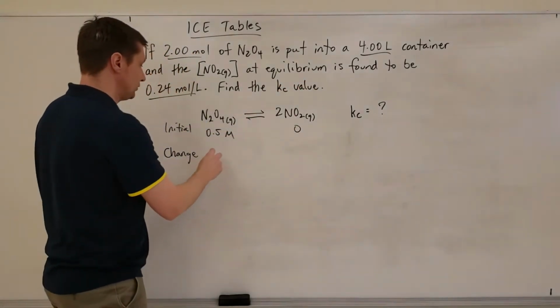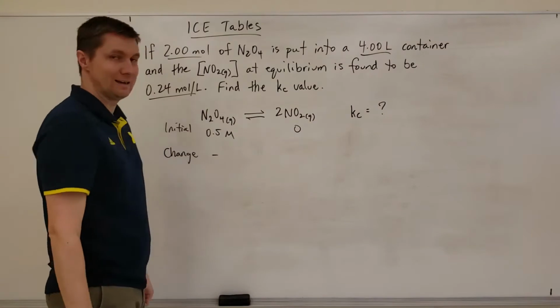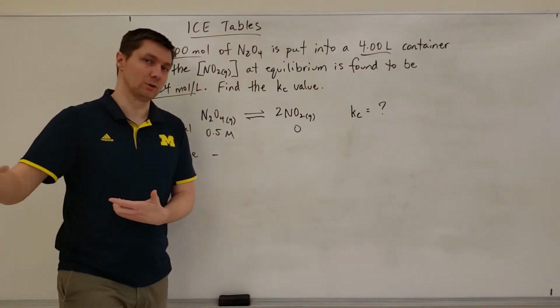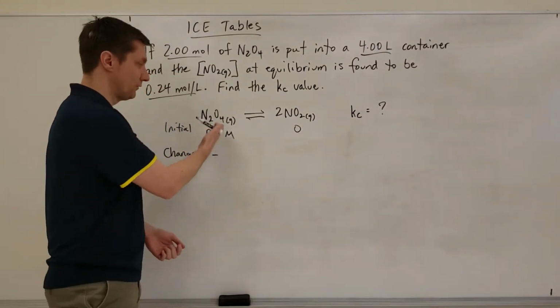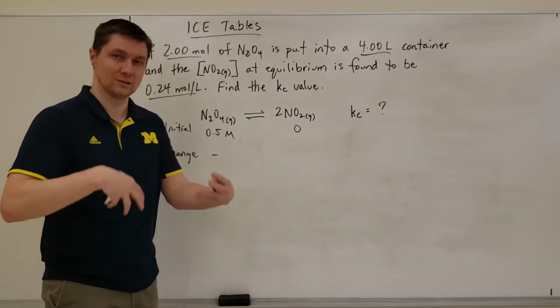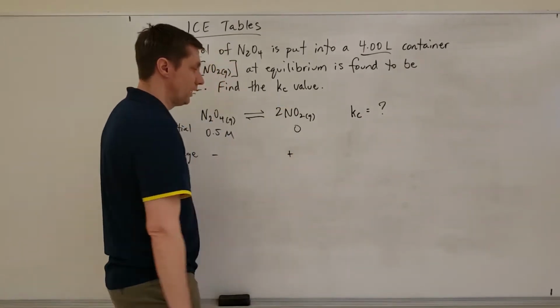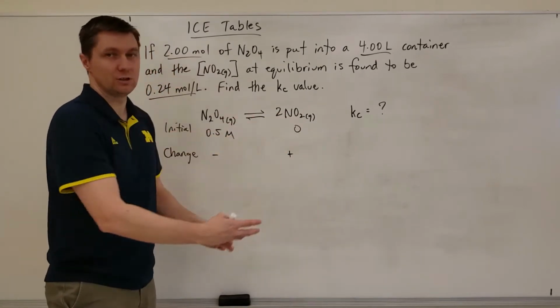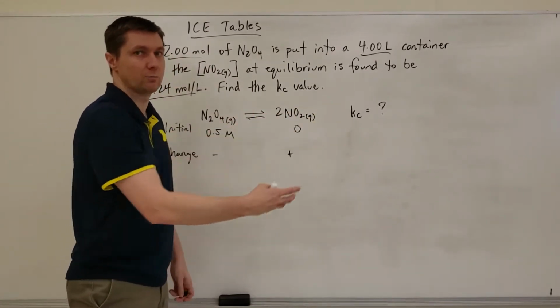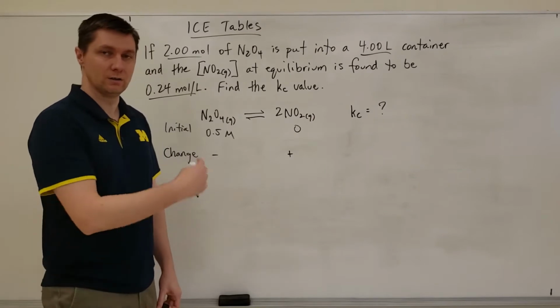And so the change here is going to be a negative amount to represent that I'm losing a certain amount of concentration of N2O4 as this reaction progresses. And over here, the change is going to be positive because obviously initially the reaction is going to run towards the products faster than it is in the other direction.